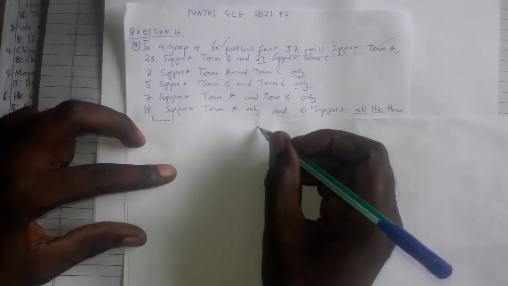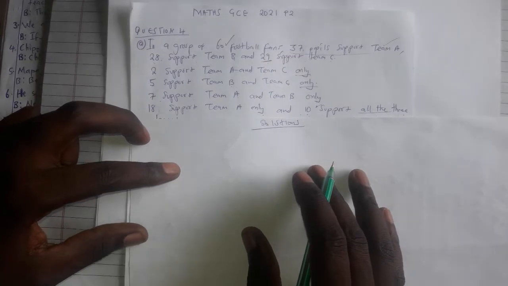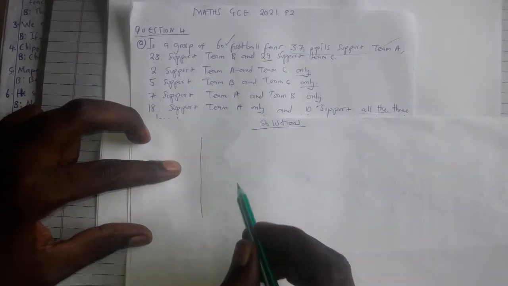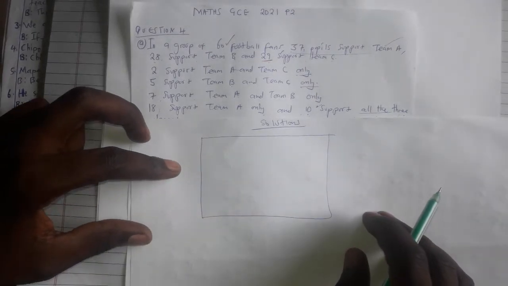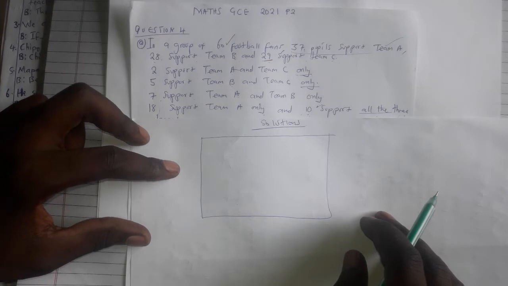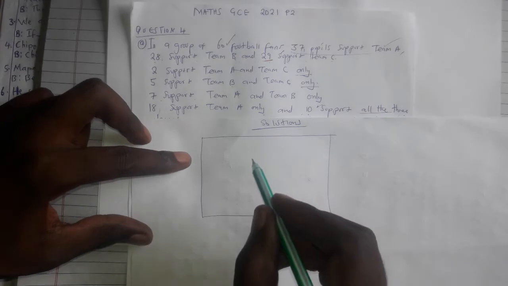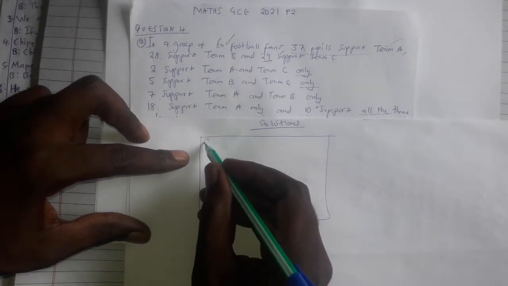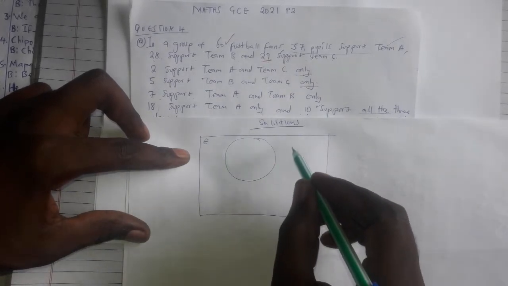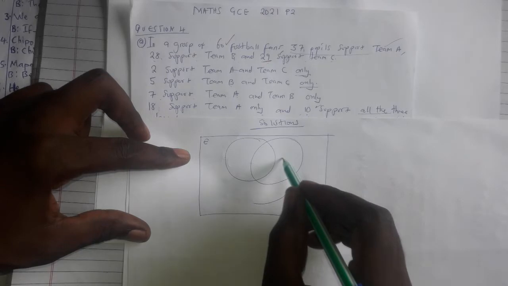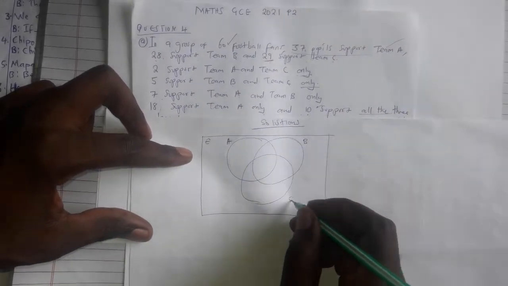So for our solution, we should come up with a Venn diagram. A Venn diagram is going to look like this. Because we are talking about a group of fans, 3 groups actually for team A, B, and C, we are going to have a Venn diagram with its 3 sets in this manner for A, B, and C. So that's how we are supposed to do it.